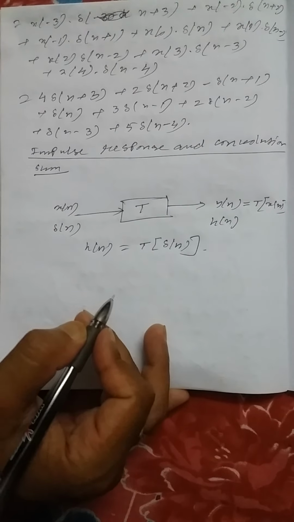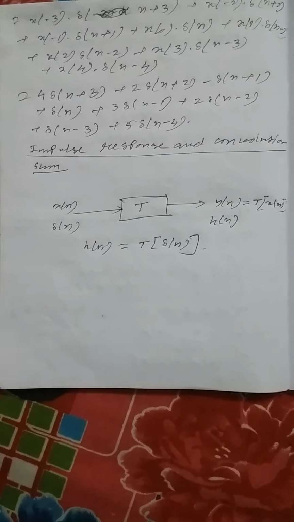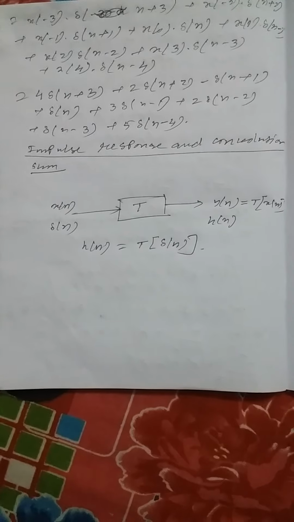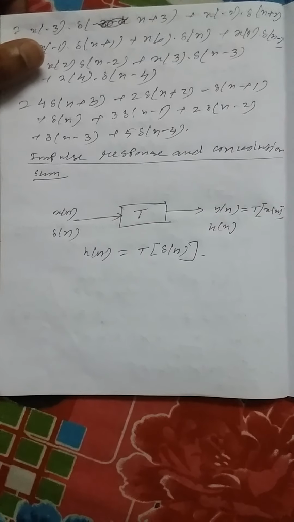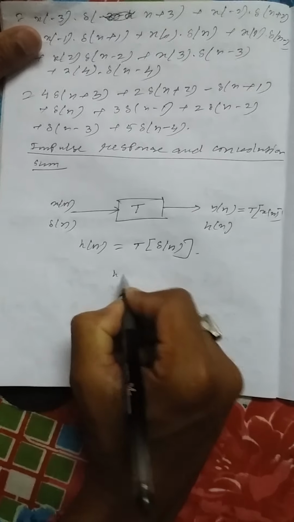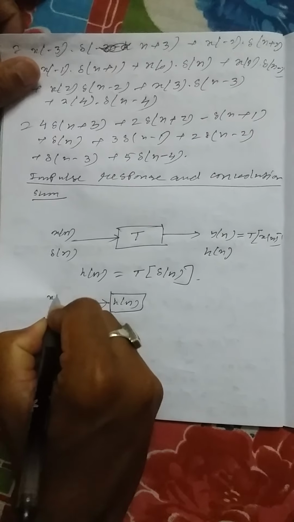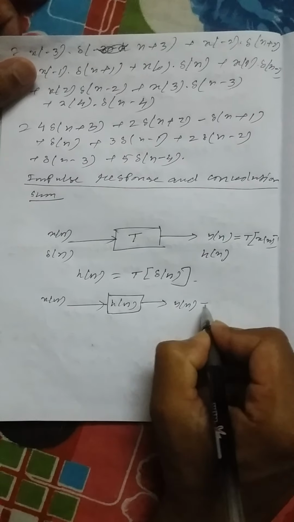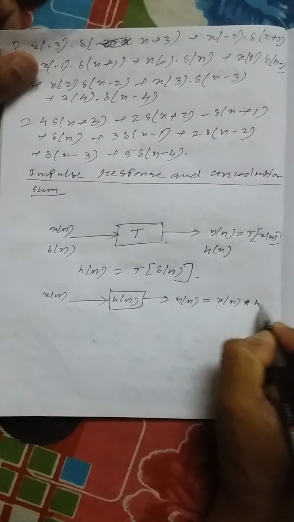This is called impulse response. So what is impulse response? It is the response of the system when a unit impulse function is applied to the input. Now what is convolution? If the impulse response of a system is h[n], the input to the system is x[n] and the output is y[n], then y[n] can be expressed as x[n] convolution h[n].